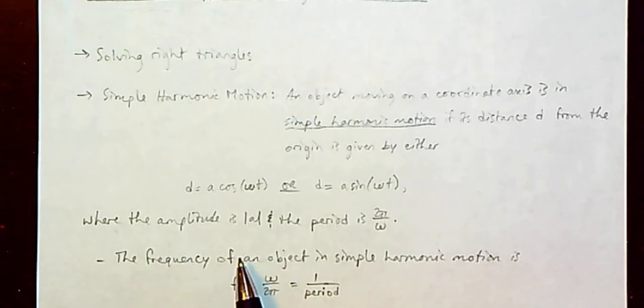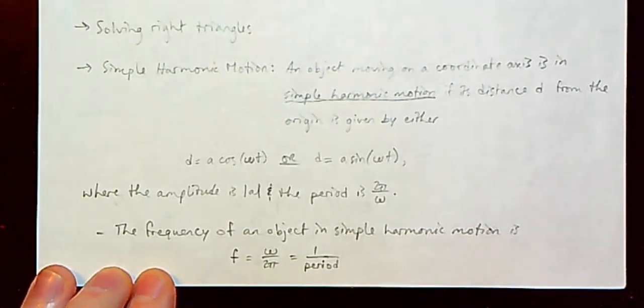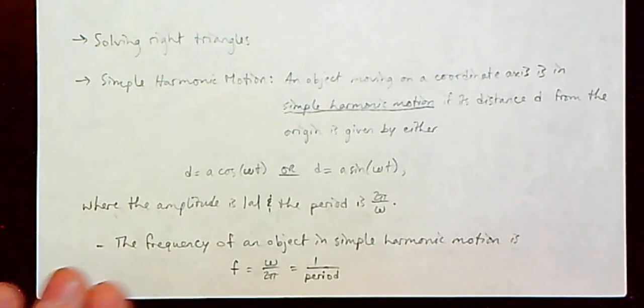Recall then that amplitude is the absolute value of a. The period is 2 pi over omega. But the new term that I want to introduce here is the frequency. The frequency is how many cycles this thing goes through per unit time. And the frequency of an object in simple harmonic motion in this case is simply omega over 2 pi, or 1 over your period. So to determine the frequency of the object, how many cycles it goes through per second, all you have to do is take the period, which we already know how to find, and you find the reciprocal of it, or you flip it, and that gets you your frequency.